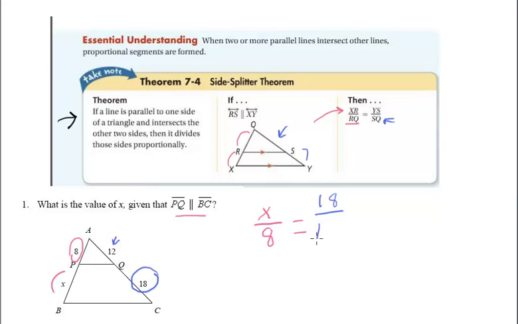That's over 12. Now we simply cross multiply these and we get 12x equals 144, and we just simply divide both sides by 12, and we're left with our answer of x equals 12. Nothing complicated.